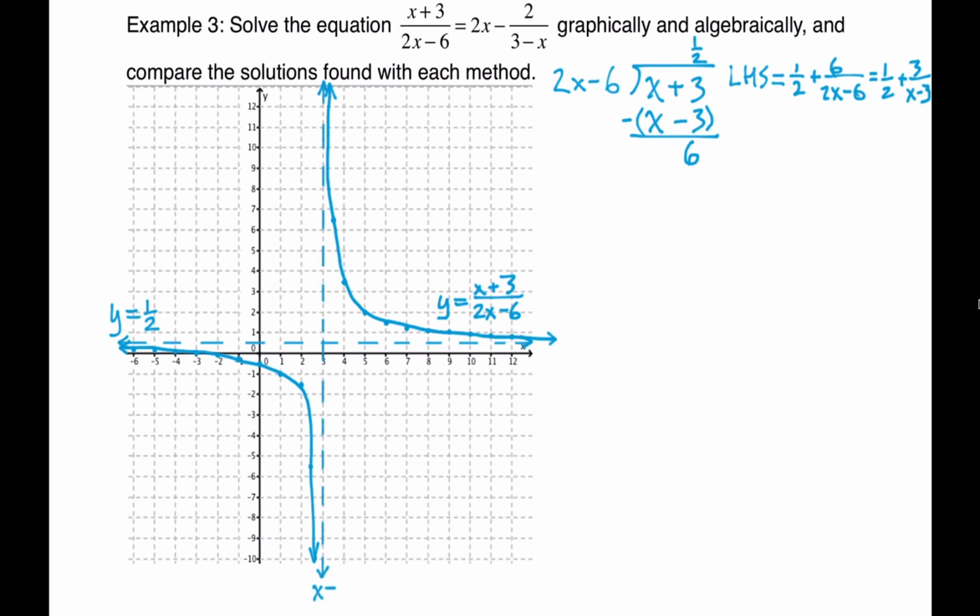And we've got a vertical asymptote at x = 3, because of course, in the first place, we know that 2 times 3 is 6, and 6 minus 6 is 0. And anytime you get a 0 in the denominator, it makes that expression undefined. So that's why we have an asymptote there.